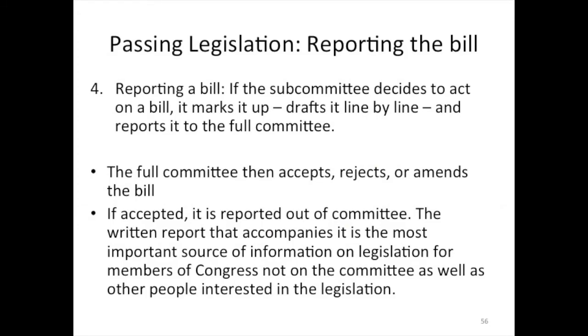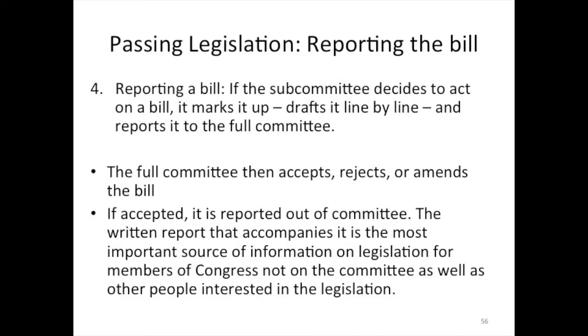Now, after the hearing, the committee or subcommittee will mark up the bill, make amendments, and other changes that they see fit. Then they just write up a report. The full committee then accepts, rejects, or amends the bill. It's important to note that not every bill is subject to this kind of scrutiny. Because again, when I say that most bills don't make it out of committee, I mean that most bills aren't even discussed in committee. They're just set aside.